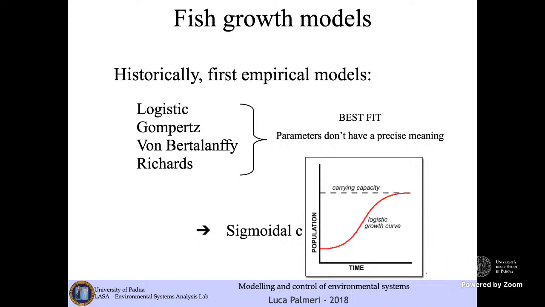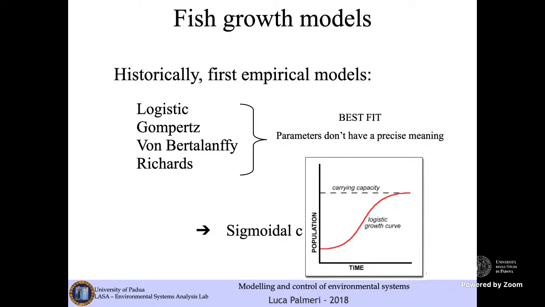Historically, the first models that were employed to describe fish growth were empirical models. We may recall the logistic growth model, which we have already cited here in class, the only true model that is applicable to limited growing systems. Then there are some variations of the logistic: the Gompertz model, the von Bertalanffy model, that is a generalization of the logistic, and the Richards model. All these applications are based on a best fit of the parameters, but do not have a precise meaning.